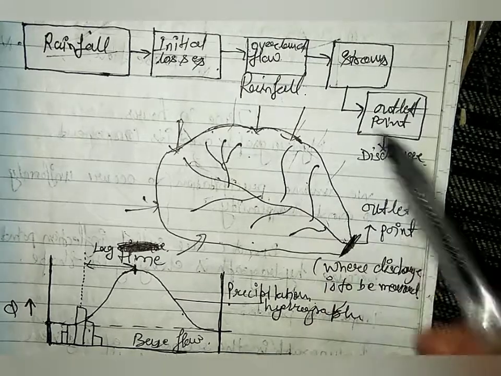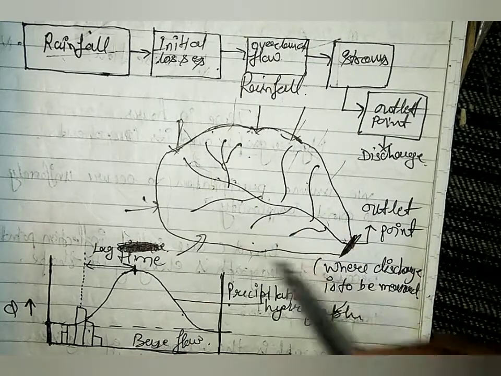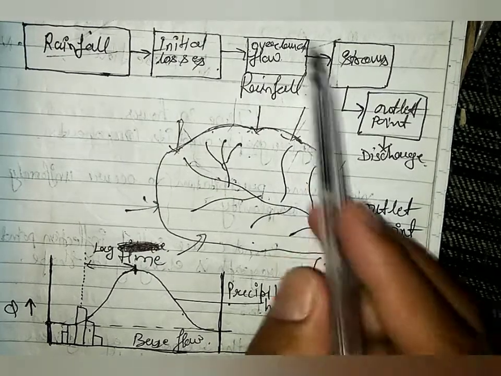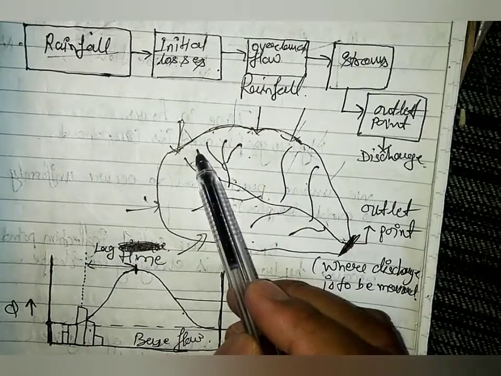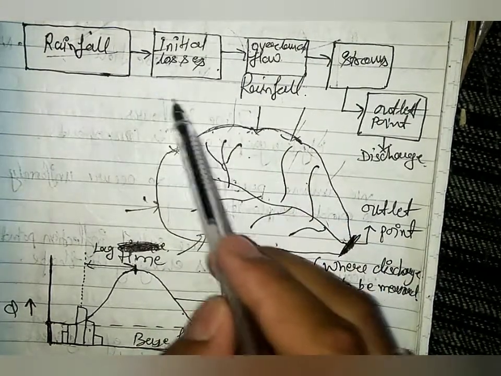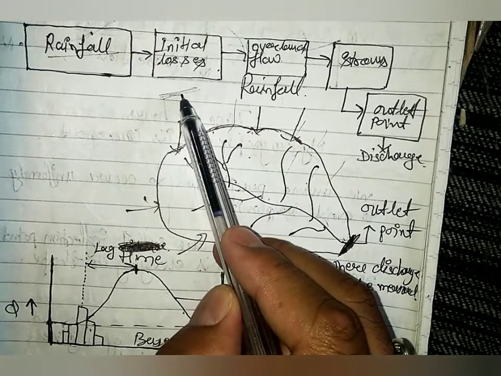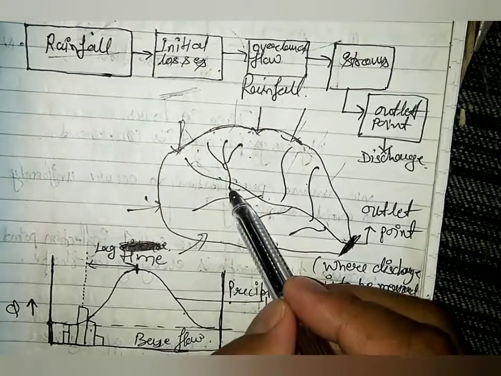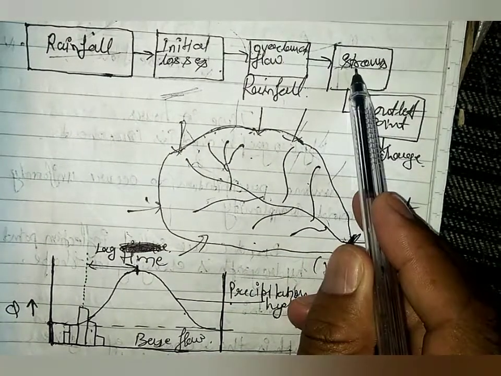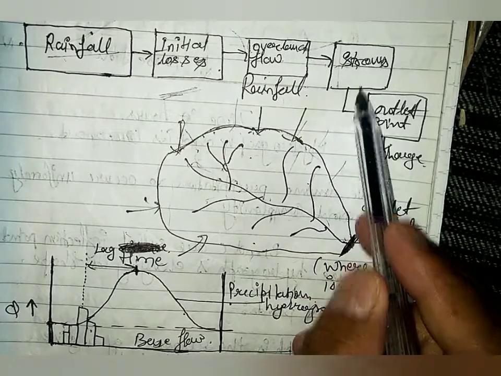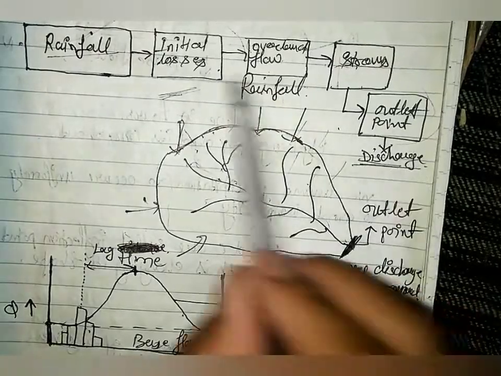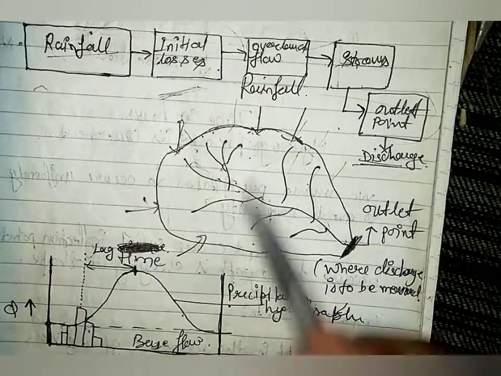When these initial losses are met completely, then your overland flow starts. So what is overland flow? When the requirements of your initial losses are completely met, then overland flow starts. The overland flow takes the water to the streams, and these streams deliver the water to the outlet point where we calculate the discharge. So here is a small flow diagram for the process.